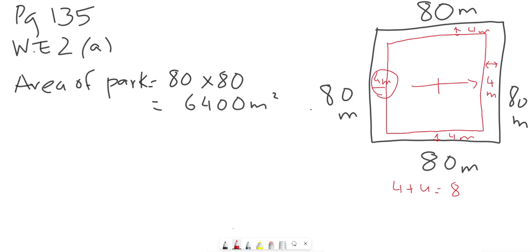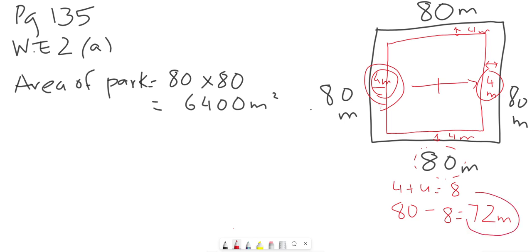So the total length is 80 meters. 80 minus 8 will give us 72 meters. Do you understand me? I have added this 4 meter with this 4 meter, which gives us 8, and subtracted it from the original length, which is 80, and I have got 72 meters.